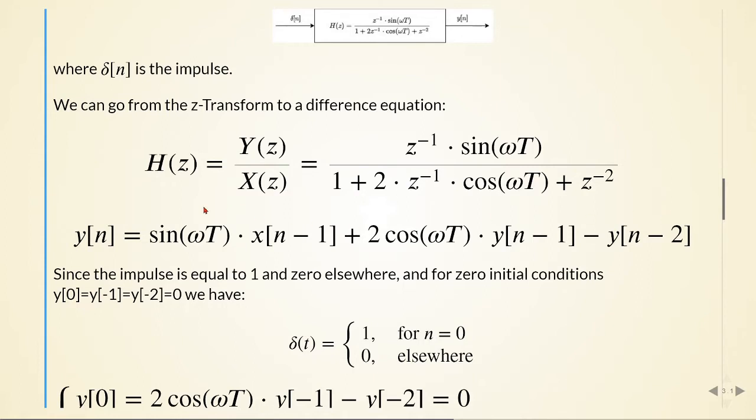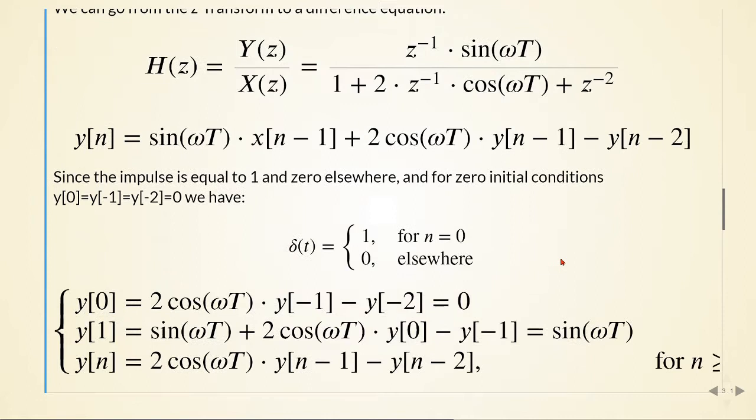So again, we have these difference equations, and we want to have zero initial conditions. So y of 0 is equal to y of minus 1, that is equal to y of minus 2, they are all 0. And we know that our impulse is 1 when n is equal to 0 and 0 elsewhere. So we can do again what we did previously.